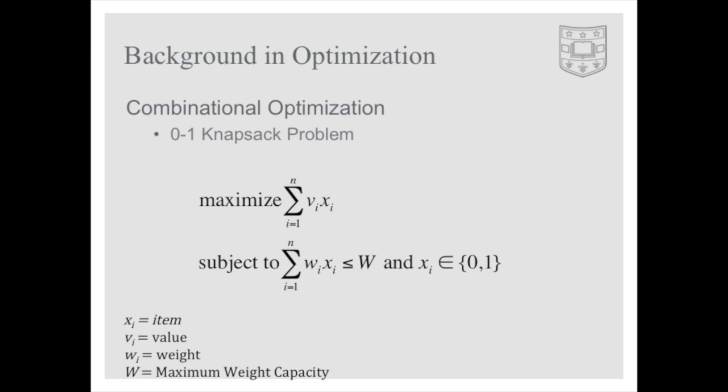So given our constraints, we're looking at a combinational optimization problem of a 0-1 knapsack problem. We're to maximize the value of an item subject to the item's weight given the maximum weight capacity. And 0-1 meaning we either choose the item or we do not choose the item fully.